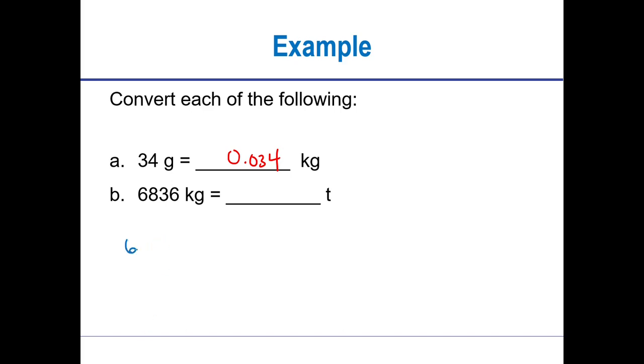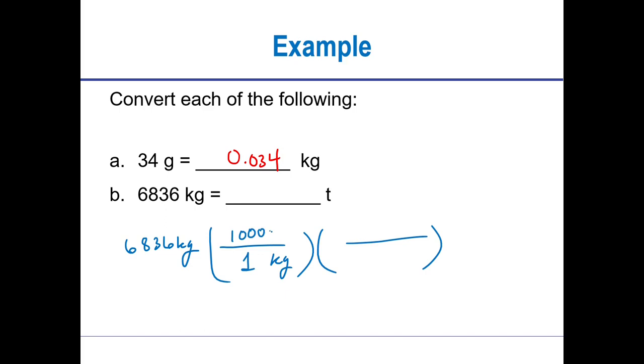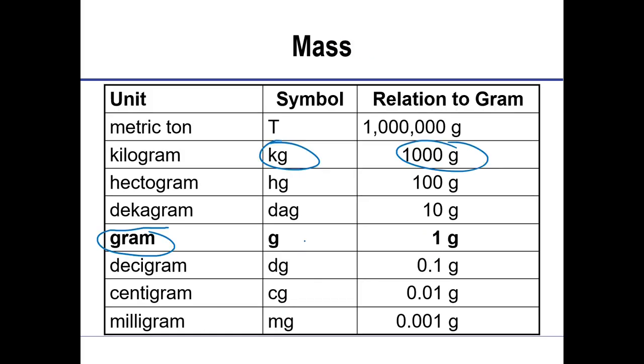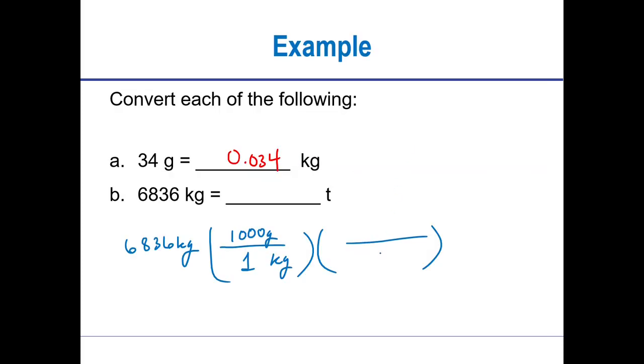In part B, we'll convert 6,836 kilograms to tons, and we'll probably need 2 unit fractions for this one. So let's first convert the kilograms into grams, and then we'll convert to tons. We know 1 kilogram is equivalent to 1,000 grams, and from our table, we know 1 metric ton is equivalent to 1 million grams, so we'll use that in our unit fraction. 1 million grams on the bottom and 1 ton on the top.